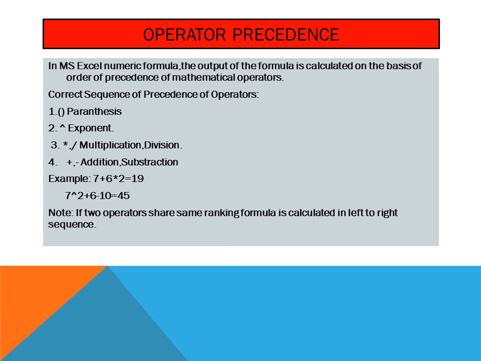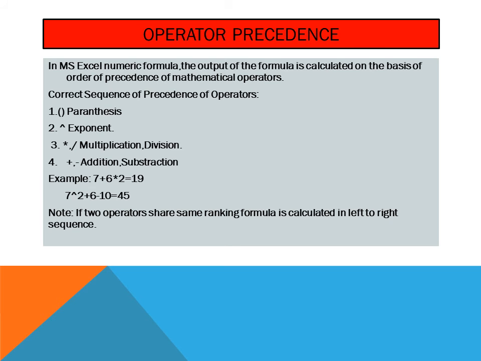Now we are left with the two operators, that is addition and subtraction. So the two operators share the equal precedence. So we can solve any of them first. So 49 plus 6 is 55. 55 minus 10 is equal to 45. So these are the rules which we can apply in order to obtain the output for the given formula.